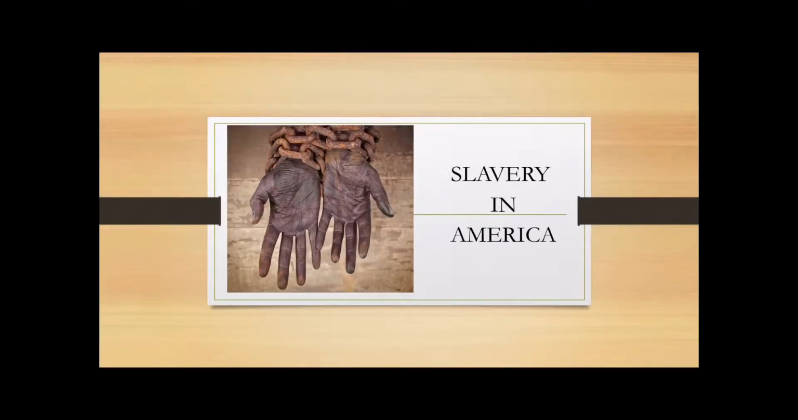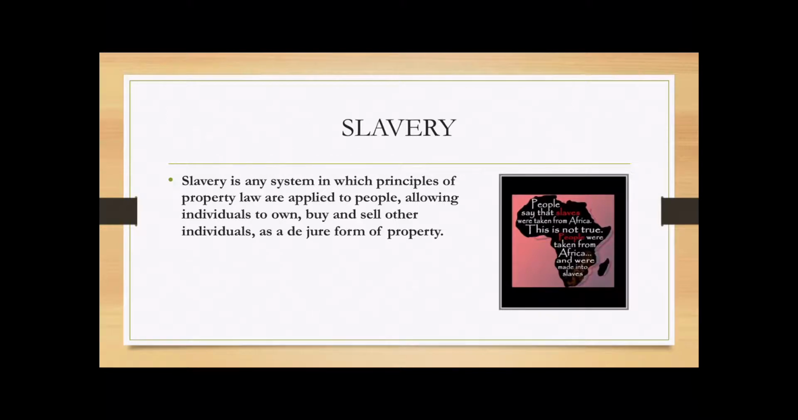Today we will be discussing some information about slavery in America, and we will start with the definition of slavery. Slavery is any system in which principles of property law are applied to people, allowing individuals to own, buy, and sell other individuals as a de jure form of property.